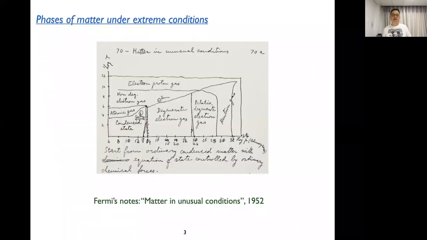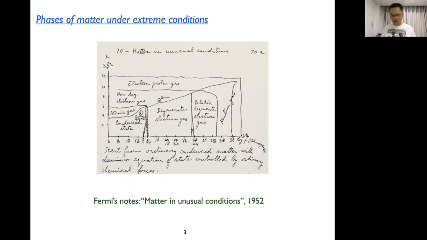Let me begin by reminding ourselves what the QCD phase diagram is about. I think one way to think about it is that the QCD phase diagram is a phase diagram of the phases of matter under extreme conditions, because if you put a system at extremely high temperature, for example, eventually the system is governed by the physics of QCD.